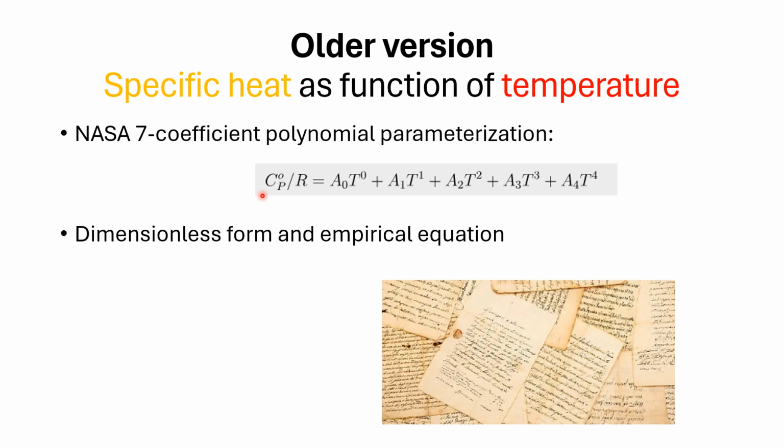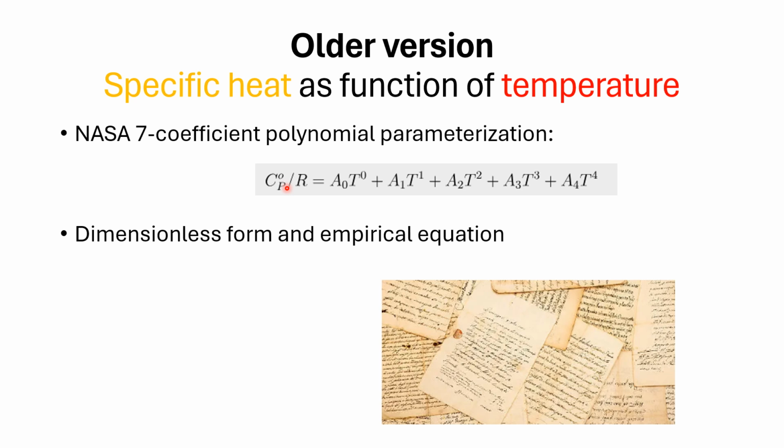How many coefficients are there here? A0, A1, A2, A3, A4, 5 coefficients are there. And T^0, T^1, T^2, T^3, T^4 are the temperature terms. If I plug in the temperature value, I have the coefficients. So for different chemicals, different gases, I would get Cp, that is the specific heat at constant pressure, and R is the molar gas constant. That is the simple equation given by NASA.